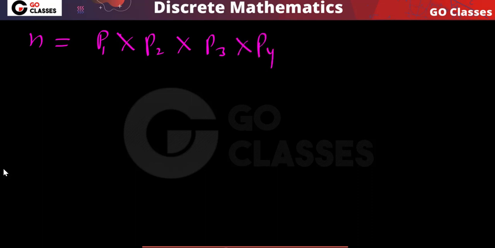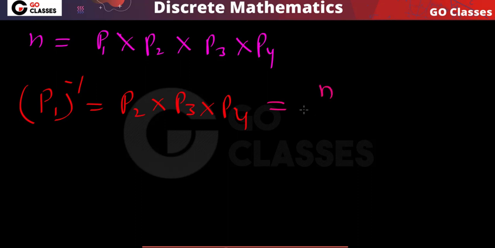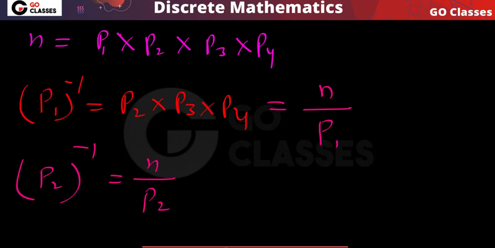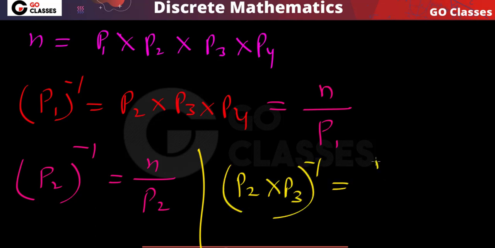So if your n is like this, then what is the complement of p1? The complement of p1 will be the remaining thing, means p2 multiplied by p3 multiplied by p4. So basically, the complement of p1 will be n divided by p1. Similarly, the complement of p2 will be n divided by p2. Similarly, the complement of p2 multiplied by p3 will be n divided by p2 multiplied by p3. Okay, so this is the idea.